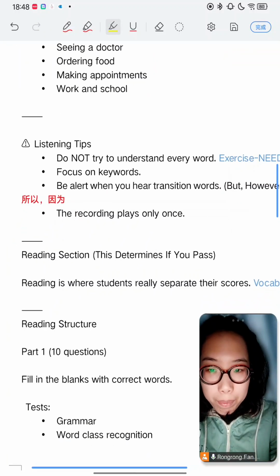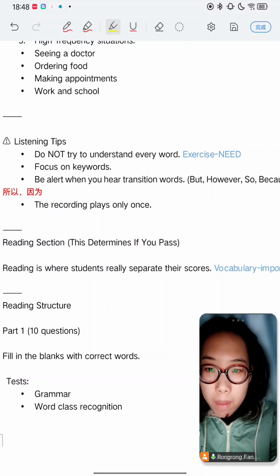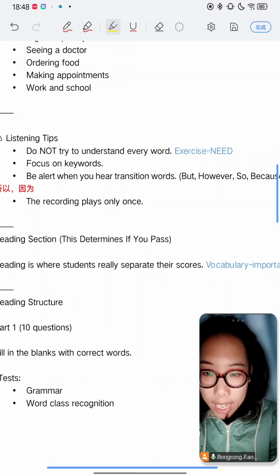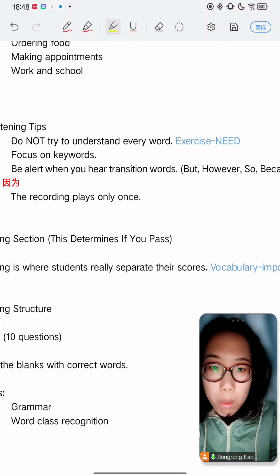For the listening tips, I want to tell you not to try to understand every word during your exam, because maybe you will meet some words you don't know and are unfamiliar with.